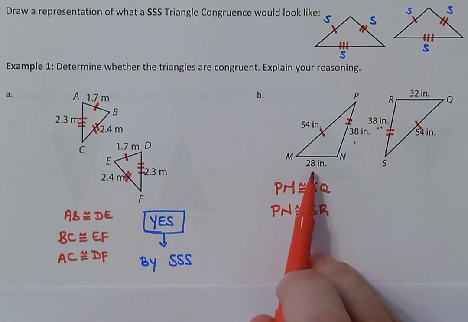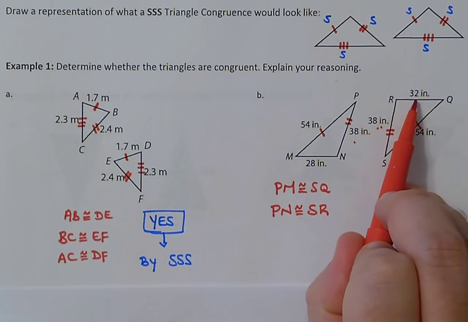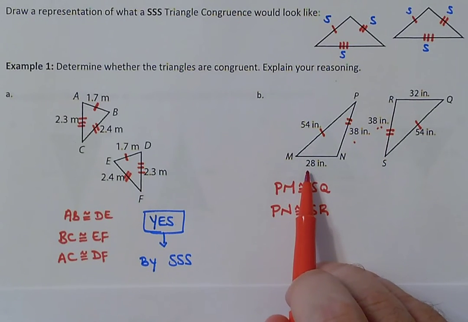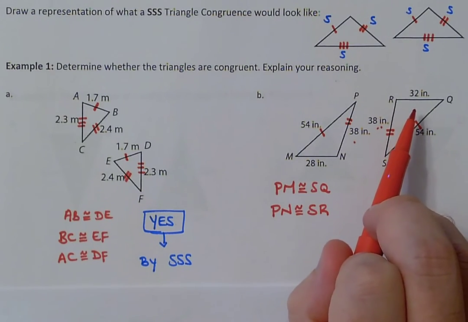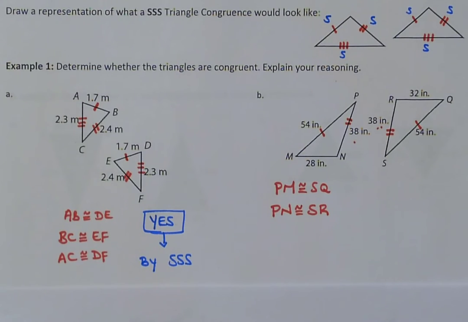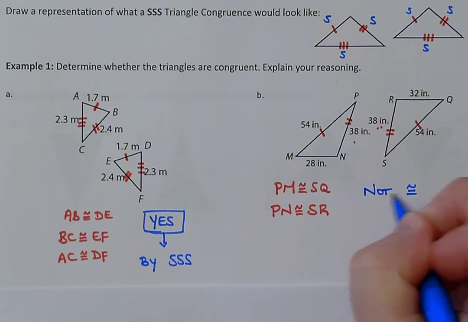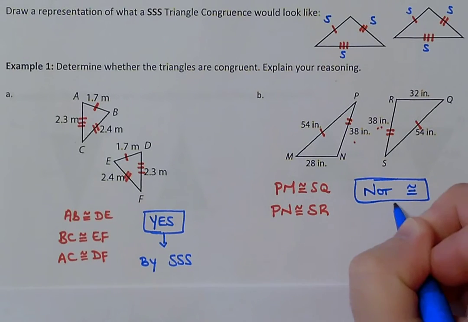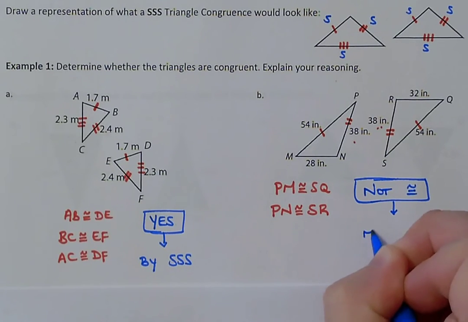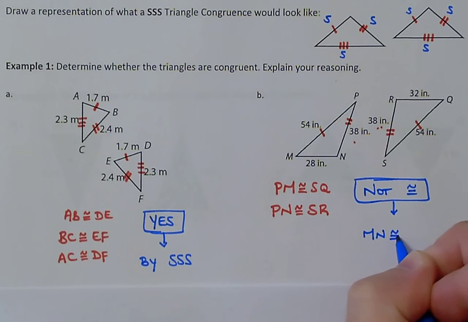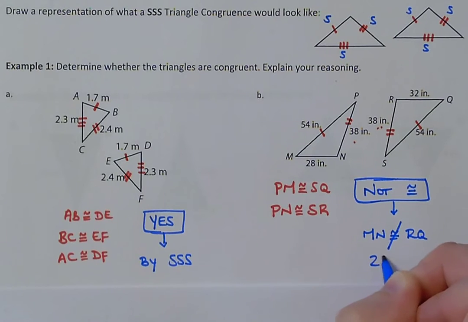So for MN, it is 28, and then RQ is 32. Because MN is 28 and RQ is 32, those are not equal to each other, therefore they are not congruent. So my two triangles are not congruent. And my reasoning for that is because MN is not congruent to RQ, because 28 does not equal 32.